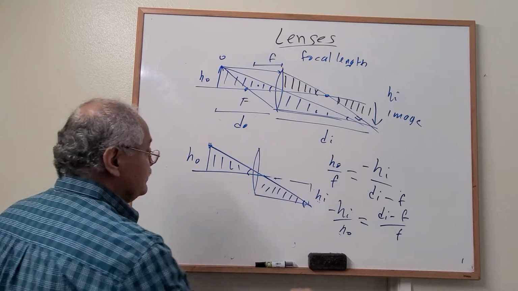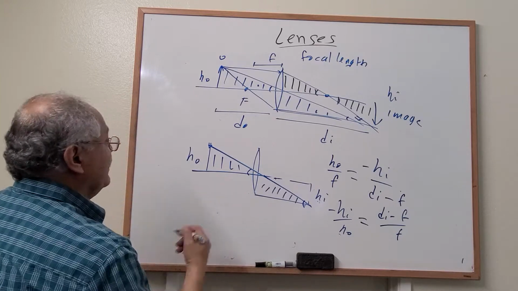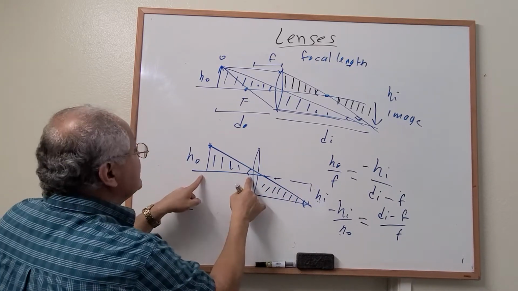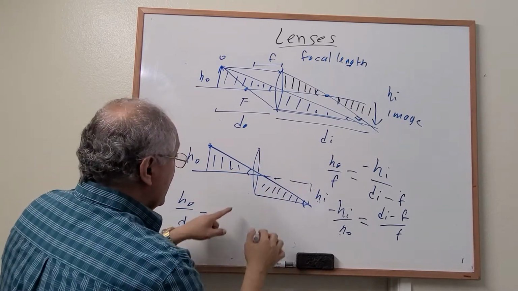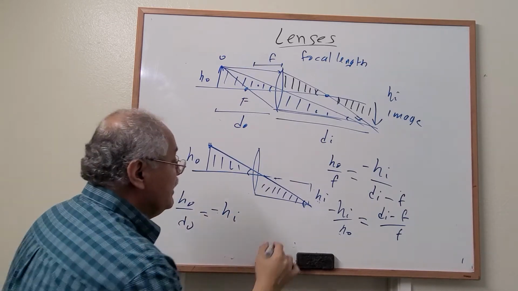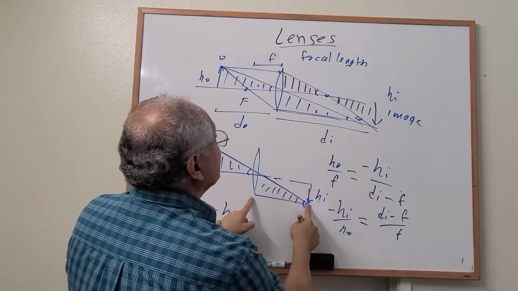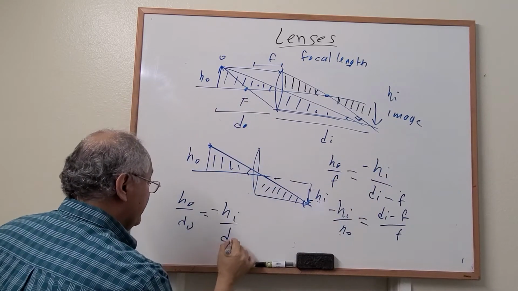Now let's use similar triangles. And what do we have? The same angle right here, so it's going to be HO over this distance. What is this distance? DO. Okay, DO is equal to HI. HI, remember, is negative because the image right there is upside down. Okay, perfect. Divided by this distance. What is that distance? It is this distance right here, DI, right? It's going to be DI.